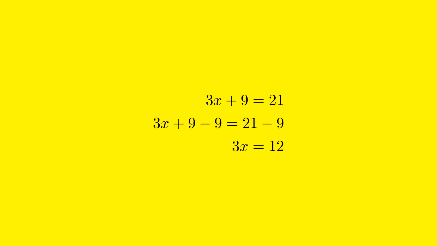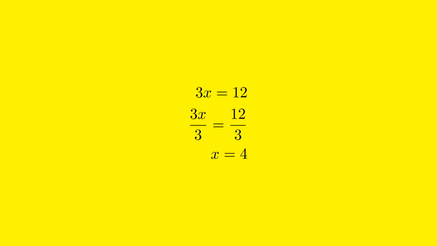So we take 3x plus 9 equals 21 and subtract 9 from the left side. This changes the left side to read 3x because 9 minus 9 is 0, and adding 0 doesn't change the value. Now we must do the same thing to the right side of the equation to keep it balanced. 21 minus 9 equals 12. So after performing this operation, our new simplified equation is 3x equals 12. This means that after removing the 9, we are left with 3 times x equals 12.